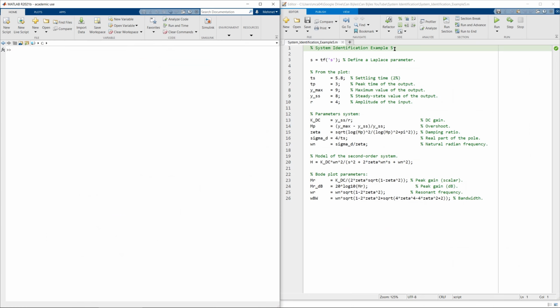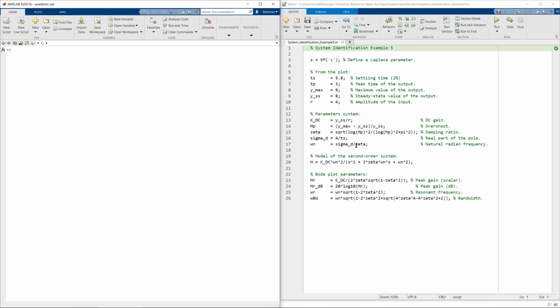Now the parameters of the system, I have again prepared the parameters K DC, Mp again, zeta, and in this case sigma d, because I don't use the peak time. I use sigma d, which is the absolute damping or real part of the pole. That's then 4 over the settling time, and then I can calculate the omega n by using sigma d divided by zeta, which is then discussed in the calculations part.